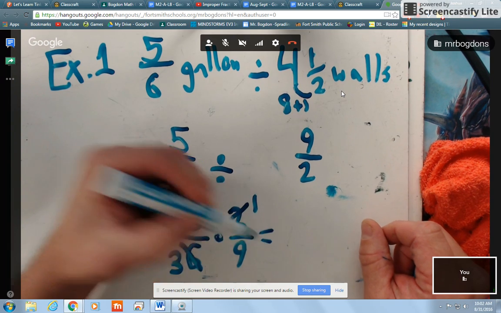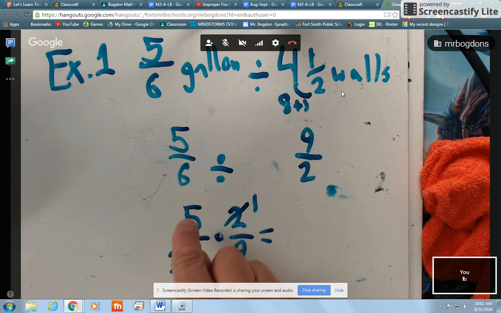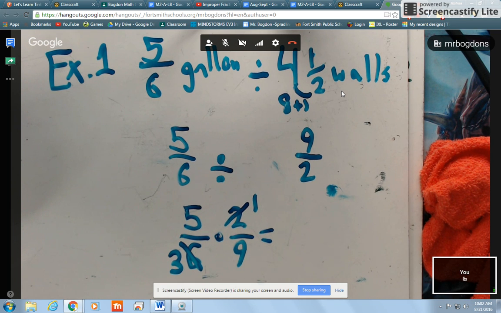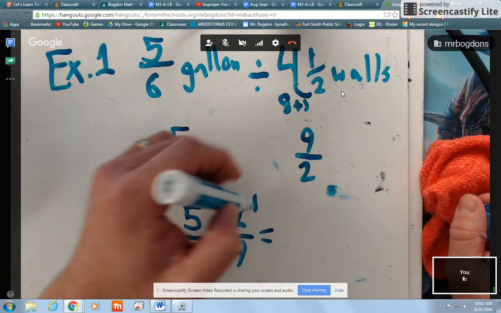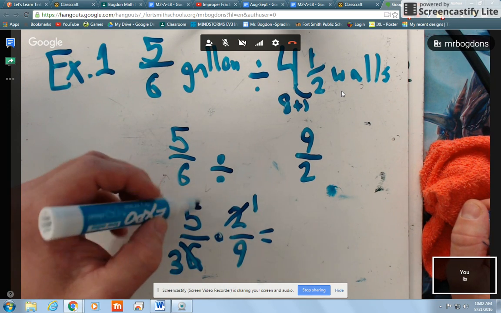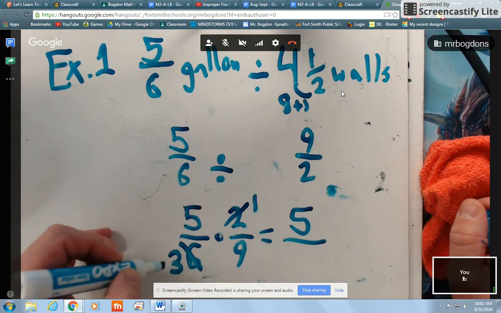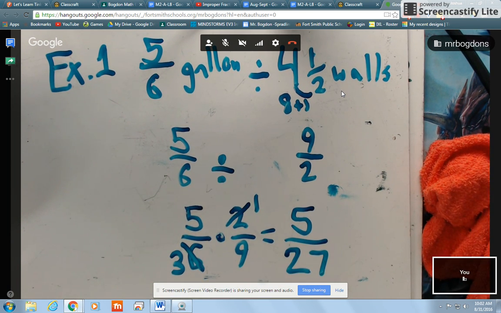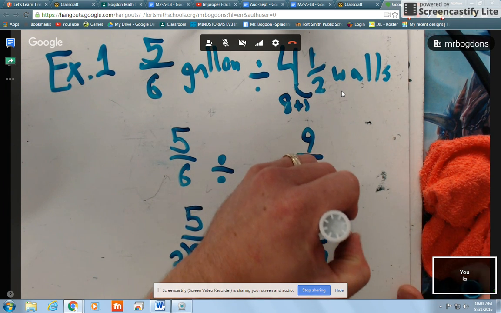Fantastic. So now, is there a common factor between 5 and 9? No, because the factors of 5 are 1 and 5. The factors of 9 are 1, 3, and 9. Nothing in common, so I can't reduce it. So what's the product of 5 times 1? 5. What's the product of 3 times 9? So the answer to the question is each wall gets 5/27 of a gallon.